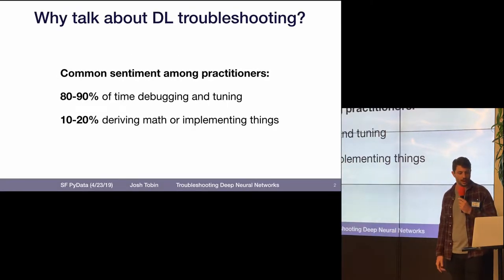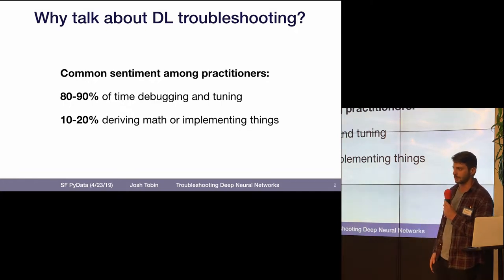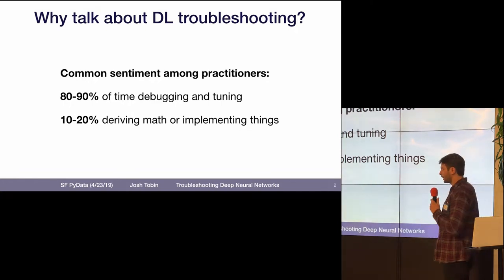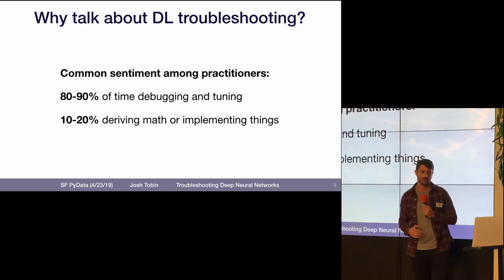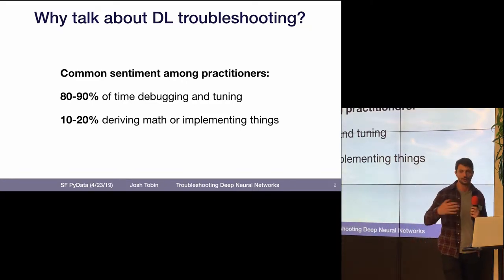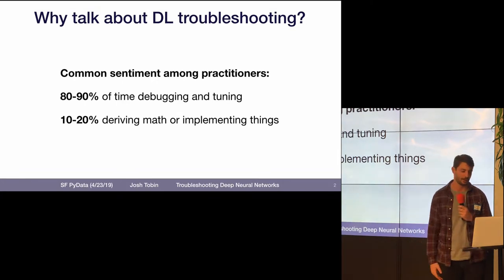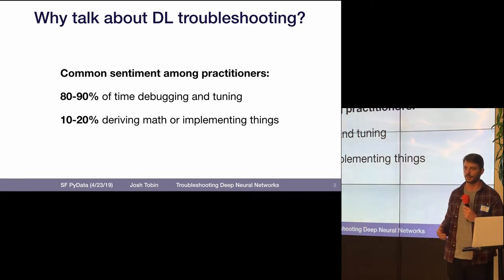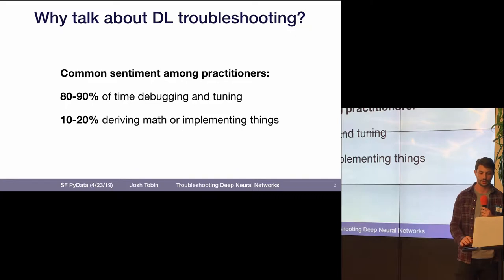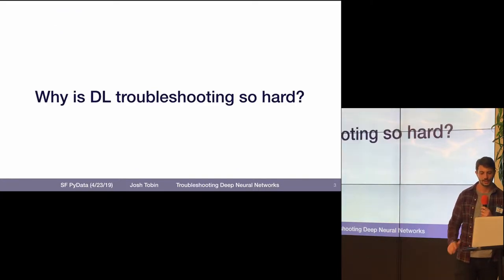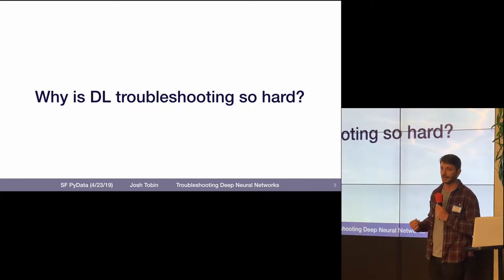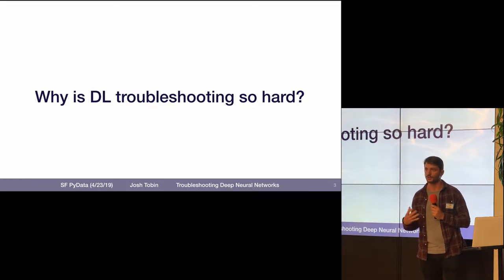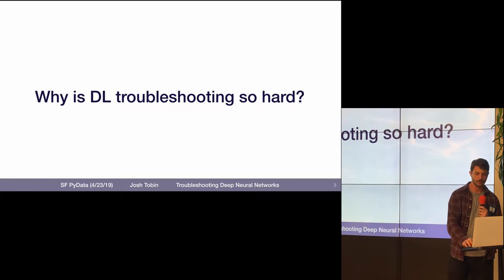I alluded to this, but why talk about troubleshooting? When I talk to people, it seems like as much as 80 or 90% of their time is spent on just this. What people think of as the fun stuff, like implementing new things, deriving math, training models, is really only 10 or 20% of the time. So the first thing I want to do is give you some sense of why this is so hard. Why are the best people spending their time on this?